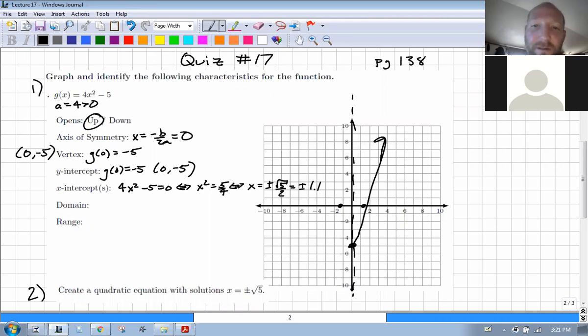This guy looks like this. Which by looking at this, I could have told you. Remember x squared looks like that? This 4 here just stretched it vertically by a factor of 4. So instead of like this, it's more like that. And then the -5 just moved it down 5 notches. Domain, all real numbers because it goes forever right and left. The range, the lowest it goes is at -5 and it goes up to positive infinity.